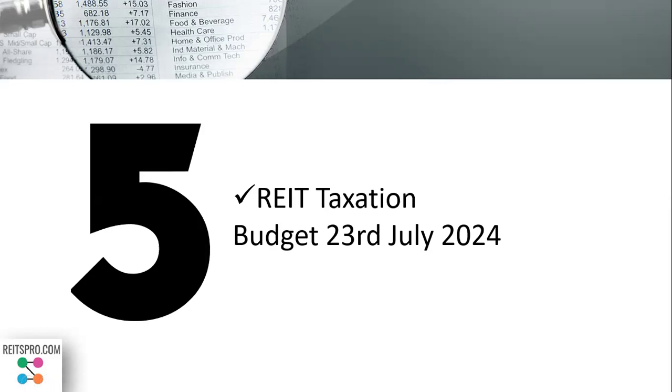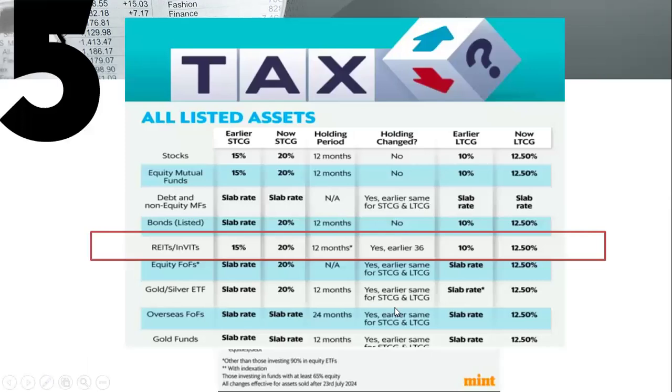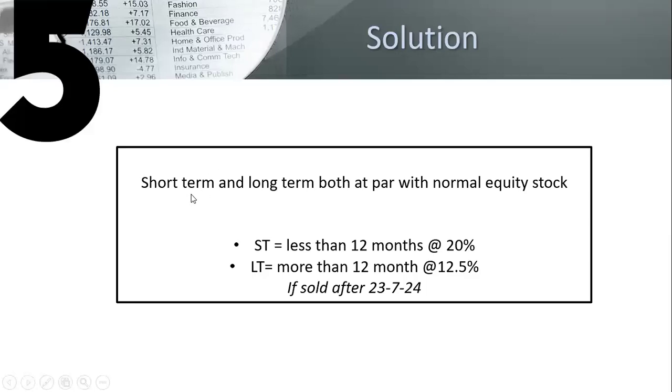So we'll summarize that as well here. If you see this snapshot, the source is the Mint website, and REITs and InvITs are taxed this way now. So you can pause here and see how they are taxed along with the other listed assets. But to explain in a clearer way, the short term and long term have both been brought at par with normal equity stock. Now we have short term, which is less than 12 months, and now it is going to be taxed at 20%. All short term gains in equities were taxed at 15% and have now become 20%.